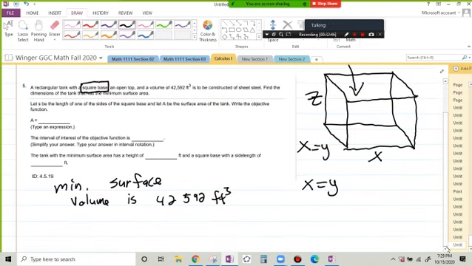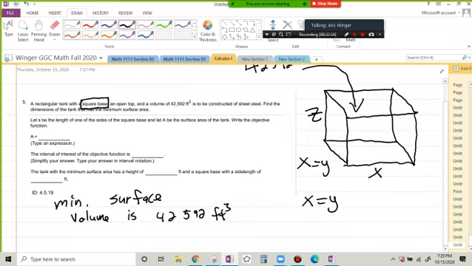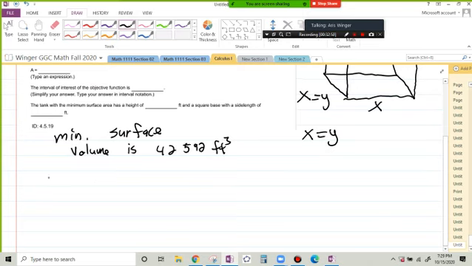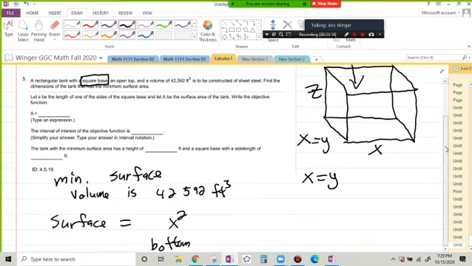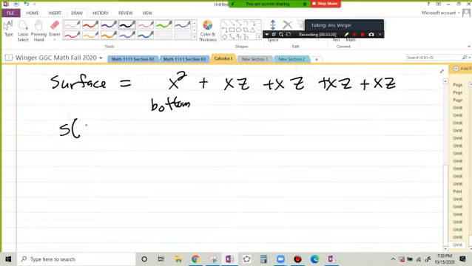Okay. So let's go ahead and find a formula for the surface area. So the surface area is defined to be the area of all the sides, right? So this top is open, so we're talking about the sides and the bottom. The surface area is equal to the area of the bottom, which is X squared. This is the bottom. And then the sides are going to be X by Z, and there are 4 sides, plus XZ, plus XZ, plus XZ, plus XZ, remembering that there was no top. The surface area as a function of X and Z is equal to X squared plus 4XZ.